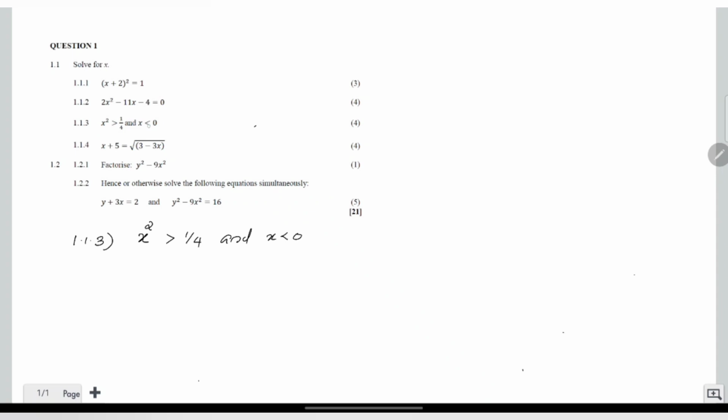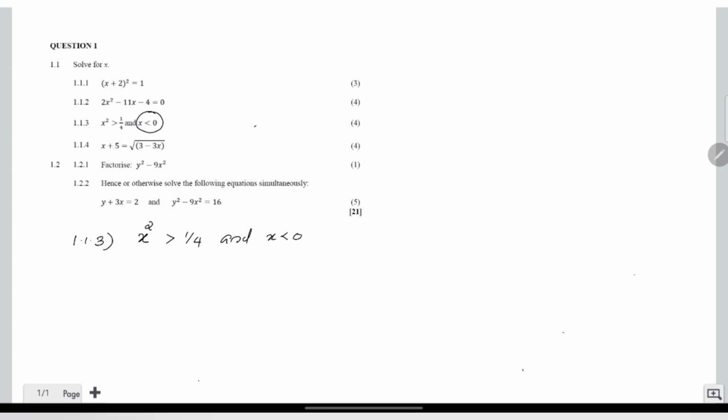At the same time, x is also very important. X must be less than 0, which means x must be a negative value. So at the end, whatever solution that you get, choose only the negative one. There is a restriction, so that also you have to consider. Now I'm going to do this question.